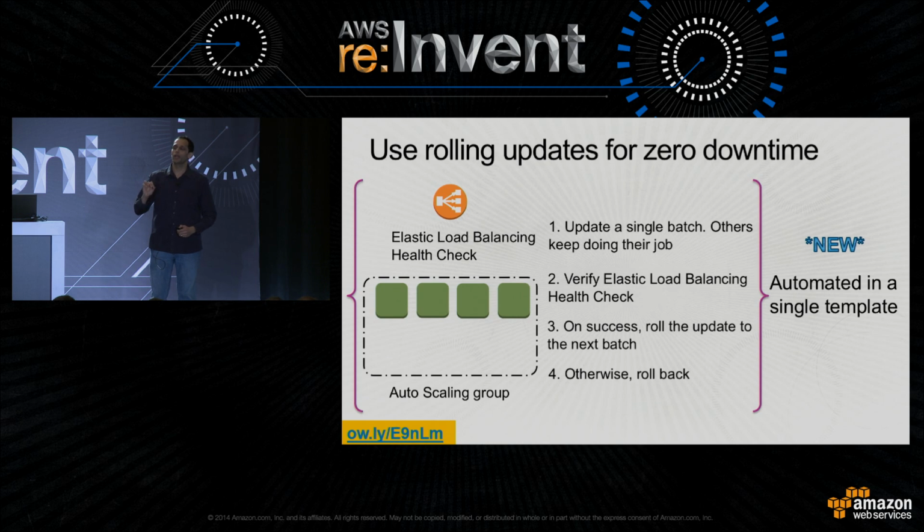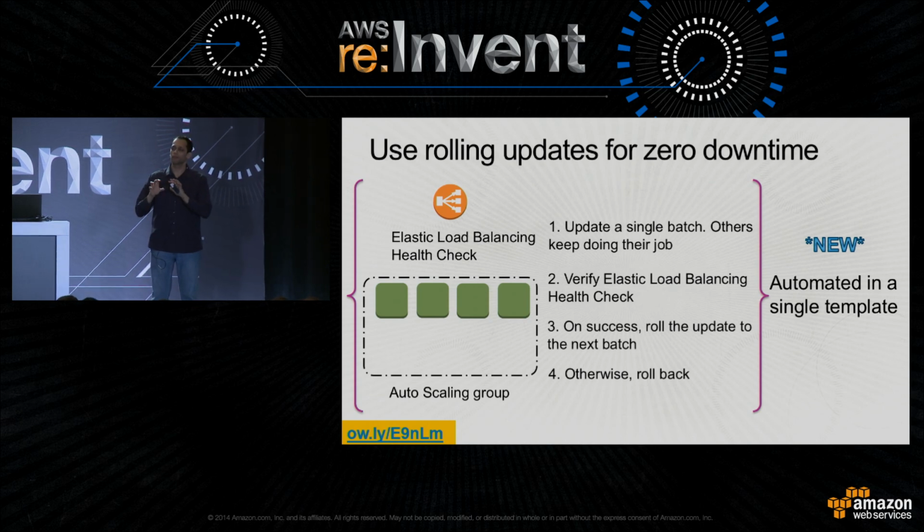So you no longer have to guess a pause time and put a pause time between two batches of updates. You can configure a template to automatically go and check ELB to make sure the updated batch is healthy, and then signal CloudFormation back to go ahead and update the next batch, all in one template.